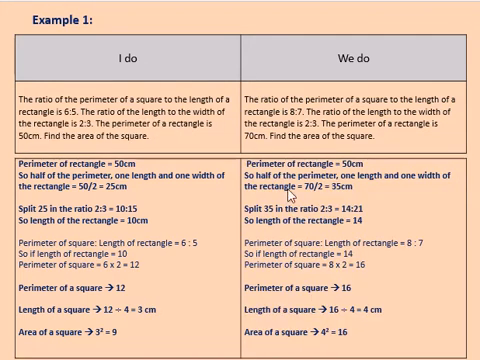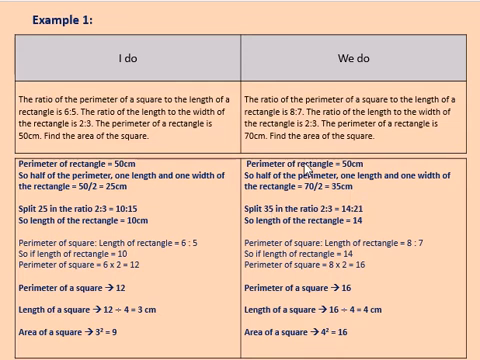Okay, so it says the ratio of a perimeter of a square to length of a rectangle is 8 to 7. The ratio of the length to the width of the rectangle is 2 to 3. The perimeter of the rectangle is 70 centimeters. So if the perimeter of the rectangle is 70, sorry, this should say 70 at the top there, half of the perimeter, one length plus one width, will be 70 divided by 2, 35 centimeters. So one length and one width of that rectangle equals 35.